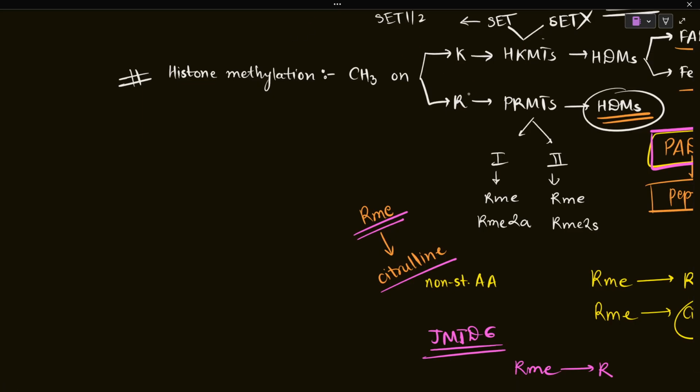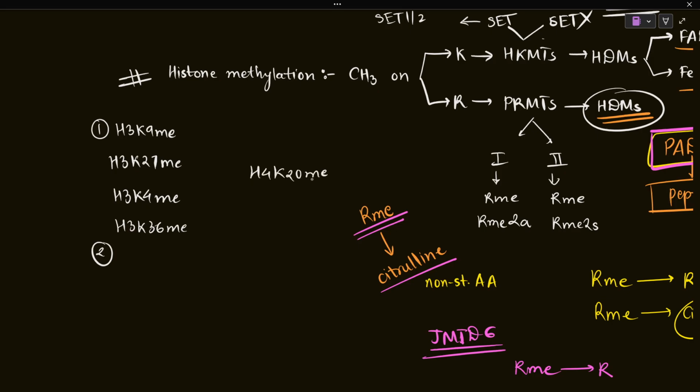This was about the enzymes which are involved in histone methylation. Then we learned about the methylation marks. First, the lysine specific methylation marks: the H3K9 methylation, H3K27 methylation mark, H3K4 methylation mark, H3K36 methylation mark, as well as the H4K20 methylation mark. The H3K9 methylation mark is a hallmark of heterochromatin. H3K27 is also a repressive mark. It is related to PRC2 complex silencing.